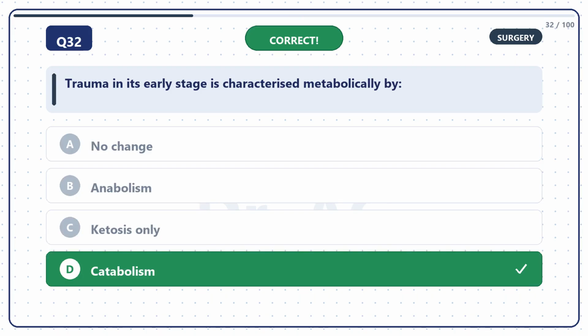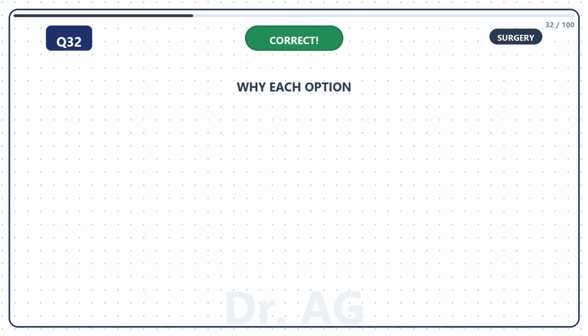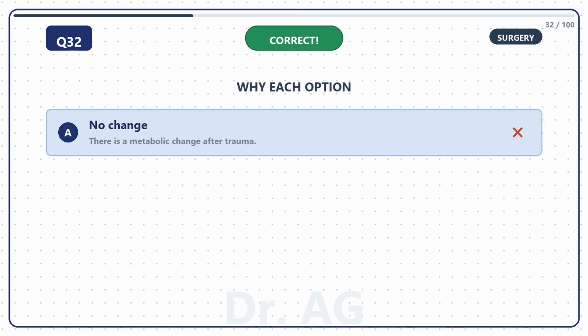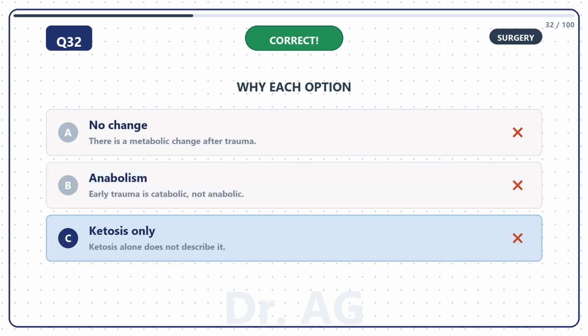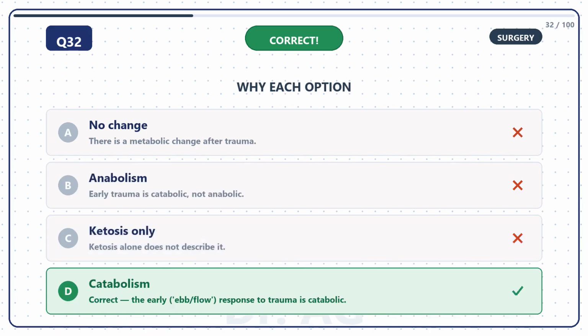The correct answer is option D. Catabolism. Let's go through the options. No change. There is a metabolic change after trauma. Anabolism. Early trauma is catabolic, not anabolic. Ketosis only. Ketosis alone does not describe it. And the correct answer is catabolism. Correct. The early ebb flow response to trauma is catabolic. So, the right answer is option D.